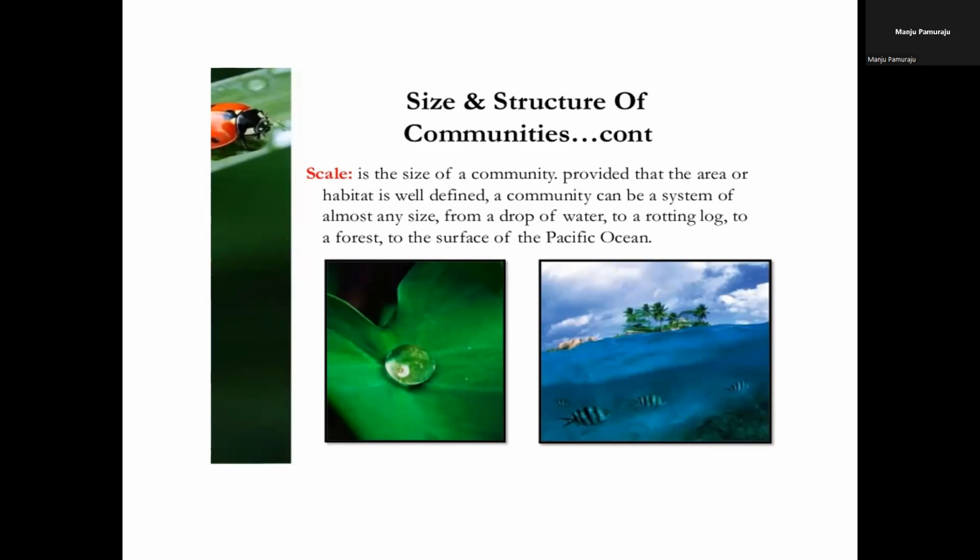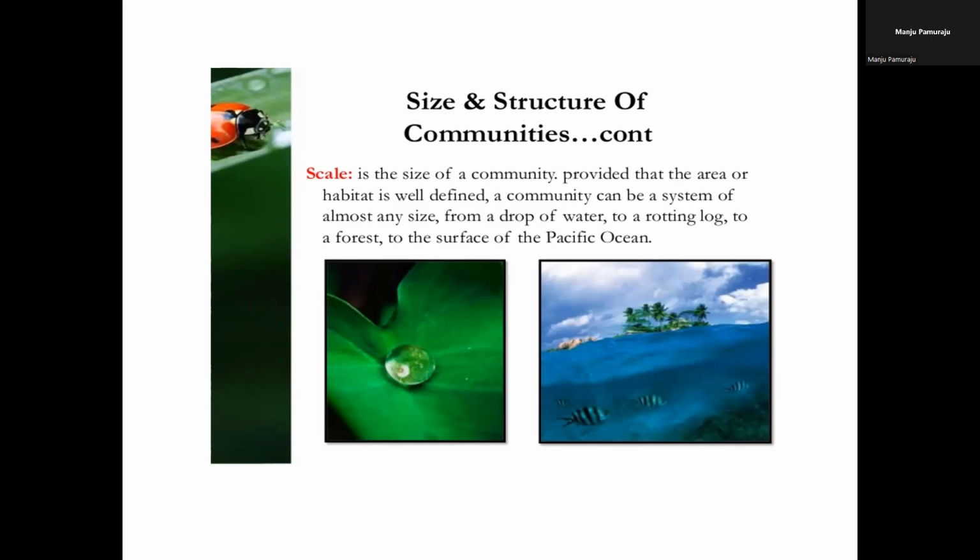It may be a drop of water. In a drop of water also, many microorganisms are there. Many small bacteria may grow in a drop of water. In a rotting log also, many microbes are present, and in a forest too. So from a small area to any area, scale means the size of the community, which we already discussed.